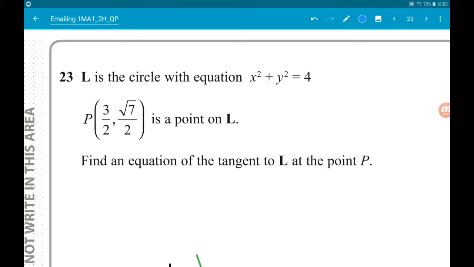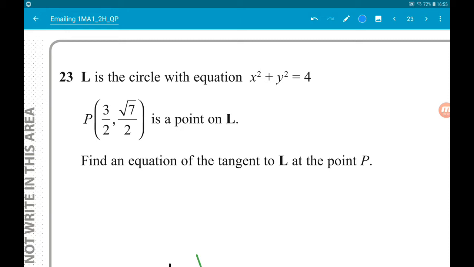Okay, number 23, an equation of a tangent to a circle. So, check out my playlist down below for all the separate skills you need, as well as more examples. So, naturally this one is Edexcel, so it's on steroids.